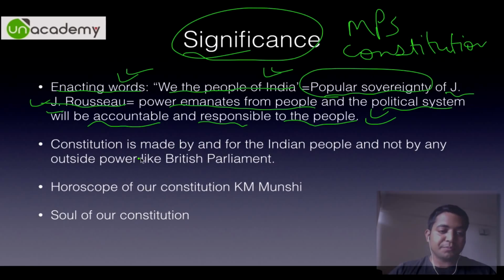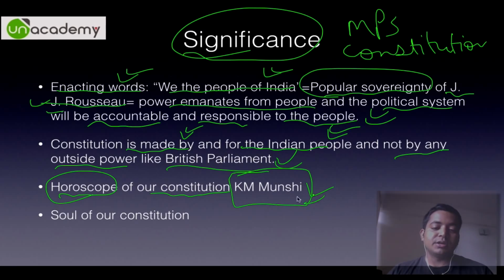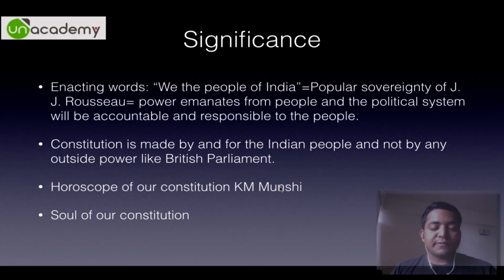So is that understood? And constitution is made by and for the Indian people and not by any outside power like British Parliament. Is that absolutely understood? So the people are sovereign, the constitution is sovereign, constitution is autochthony. If you do not know what that means or how it is spelled, do watch the part 1.1. Then they have the horoscope of our constitution. This was written by K.M. Munshi. These are the two quotes for preamble, and soul of our constitution by Hidayatullah. So they are members of Constituent Assembly.